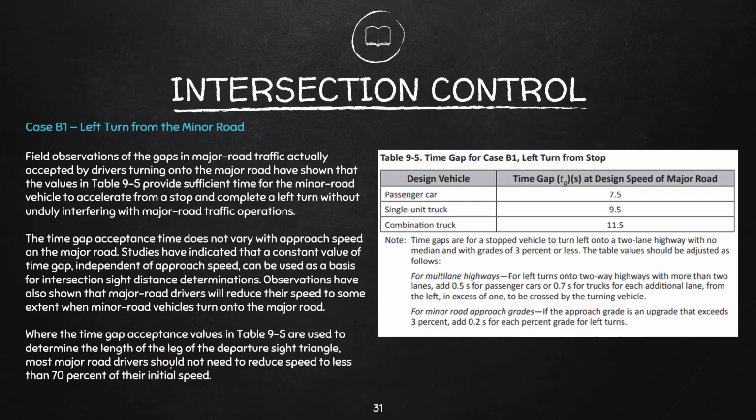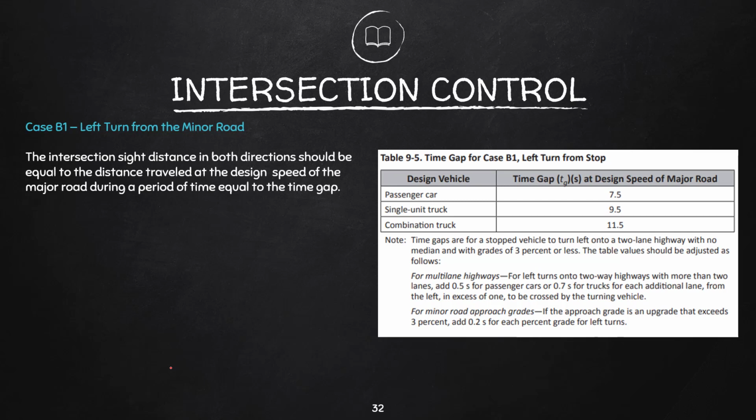Intersection sight distance for the minor road driver, and stopping sight distance and decision sight distance for the major road driver in that case. The intersection sight distance in both directions should be equal to the distance traveled at the design speed of the major road during a period of time equal to the time gap.